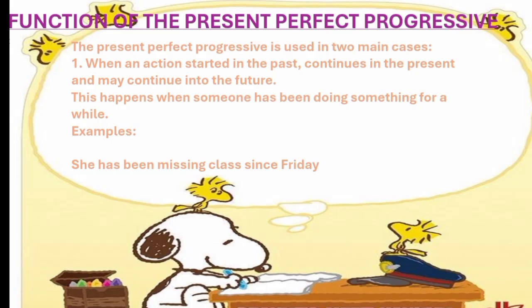Function of the present perfect progressive. The present perfect progressive is used in two main cases. When an action starts in the past, continues in the present, and may continue into the future. This happens when someone has been doing something for a while. Example, she has been missing class since Friday.